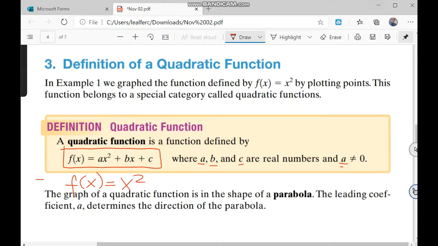If you check the basic, simplest one, a is going to be 1, b is going to be 0, and c is going to be 0. And then you find the simplest, basic quadratic function. The graph of a quadratic function has a special name, a parabola, the U shape, and the leading coefficient, a, will determine the direction of the parabola, if it's pointing up or pointing down.